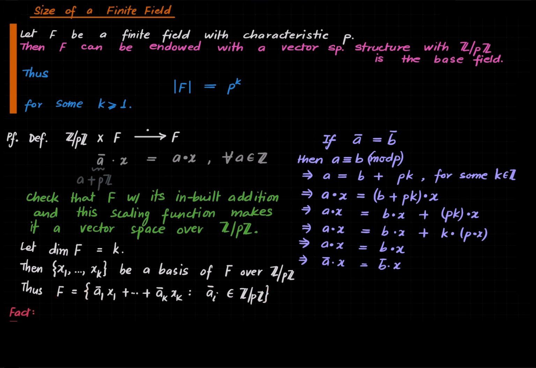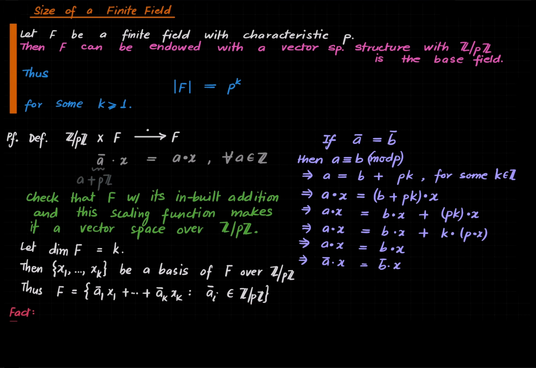Further, since X1 up to XK forms a basis, for distinct choices of A1 up to AK, you get distinct vectors. You cannot get repetition here if you disturb things here. So there are P choices here, up to there are P choices here. There are K slots, and in each slot you can enter any of the P values, and therefore you have P times P times P times P, K times. So you have P to the power K elements in F.